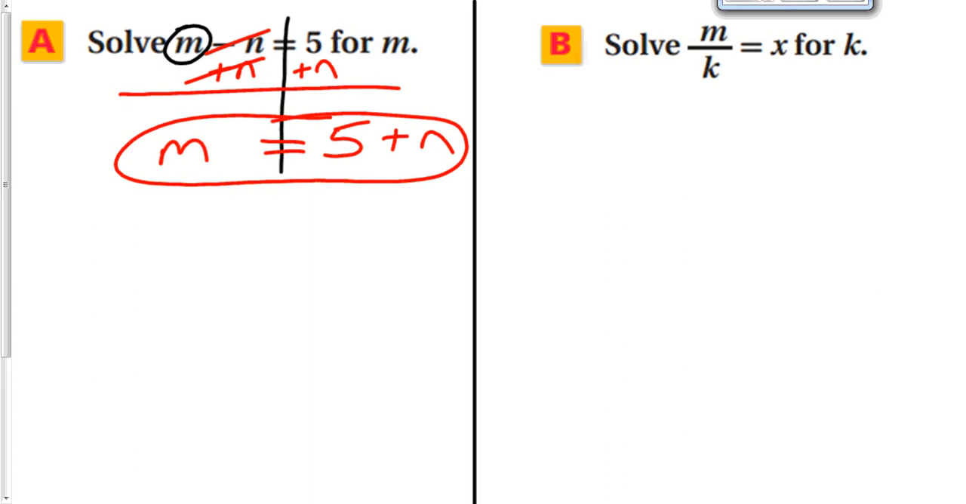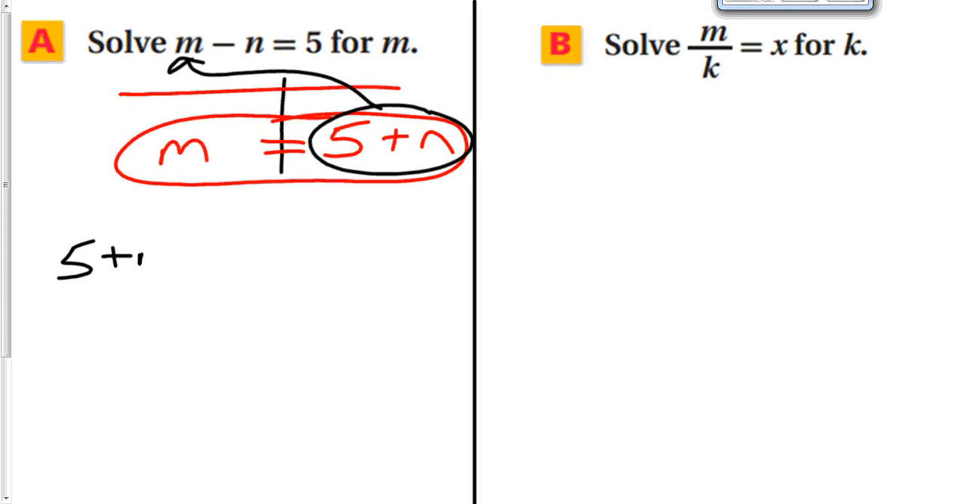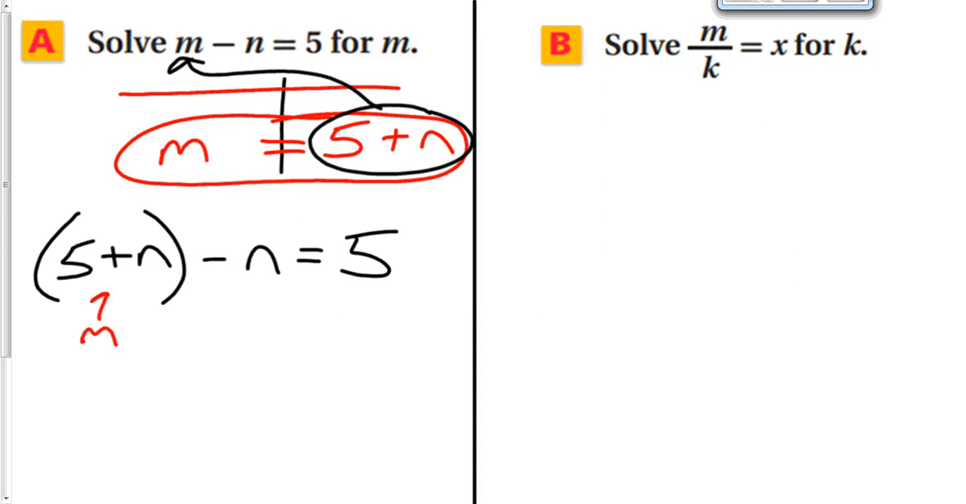Okay. You can actually go back in and check your answer. So I could take 5 plus n, and I could put it in for m and see what we get. We should come out to equal sides. So if I take 5 plus n and put that in for m, minus n equals 5, let's see what happens. I can get rid of my parentheses, but I'm just letting you know that this is m. This is what we solved for. That's what we said m equals.